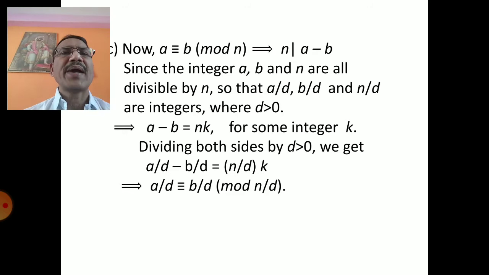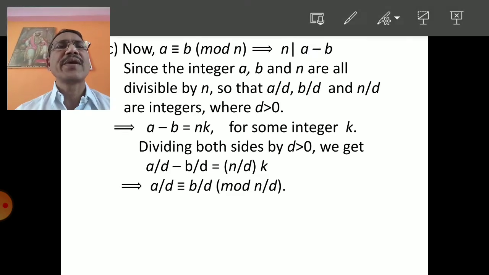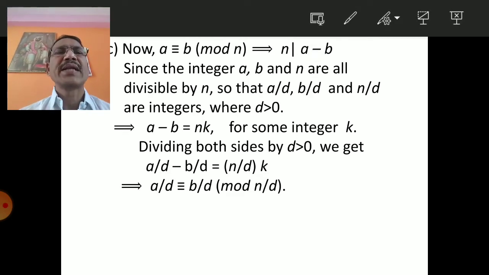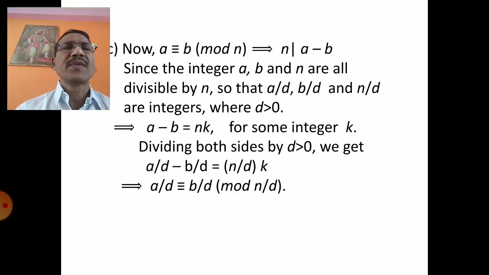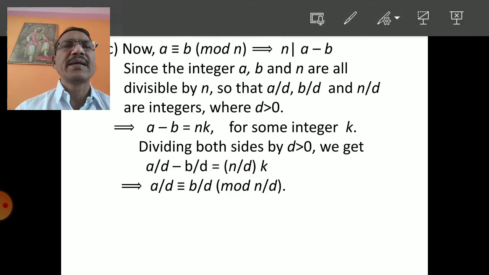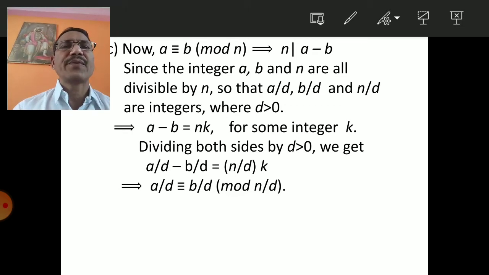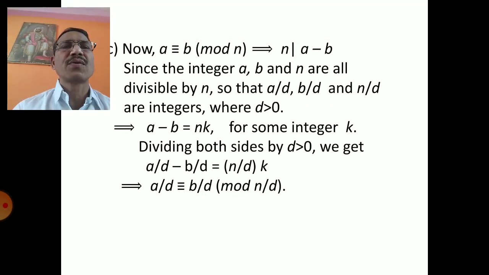And therefore, a minus b is equal to nk for some integer k. As here we have n divides a minus b, from this we have a minus b is equal to nk for some integer k. Then dividing both sides by d greater than 0, we get a divided by d minus b divided by d is equal to n divided by d into k, which implies a divided by d is congruent to b divided by d mod n divided by d.